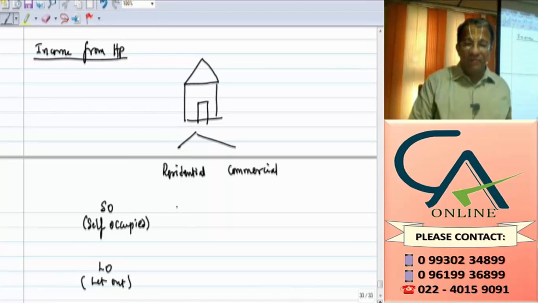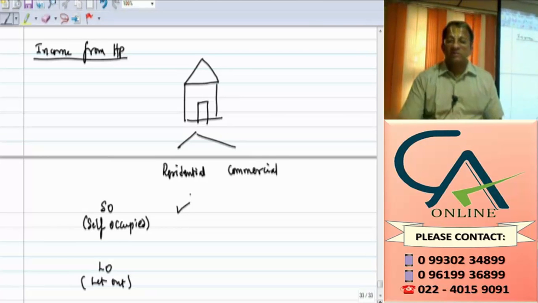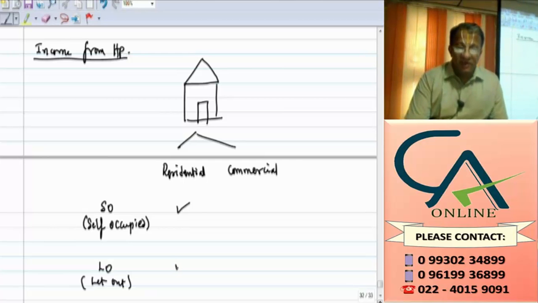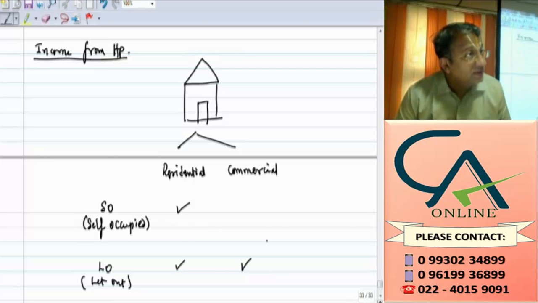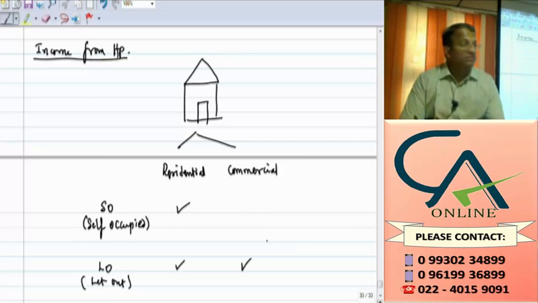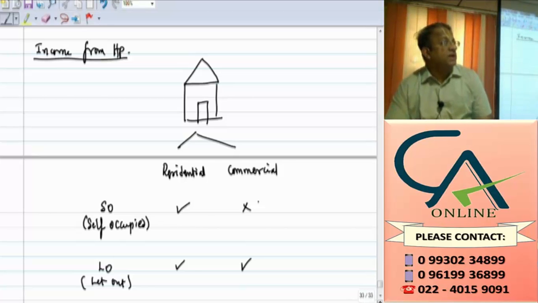So, under income from house property, if it is residential property and it is self-occupied, then it will be taken under income from house property. Correct. If it is residential and let out, then also it will be taken under income from house property. If it is let out for commercial purpose, then also it will come under income from house property. But I am just using a different order, because this is the last one where if it is used for commercial purpose and it is occupied by himself for his business or profession, then it will not be taken under income from house property, then it will be taken under profits and gains from business or profession.